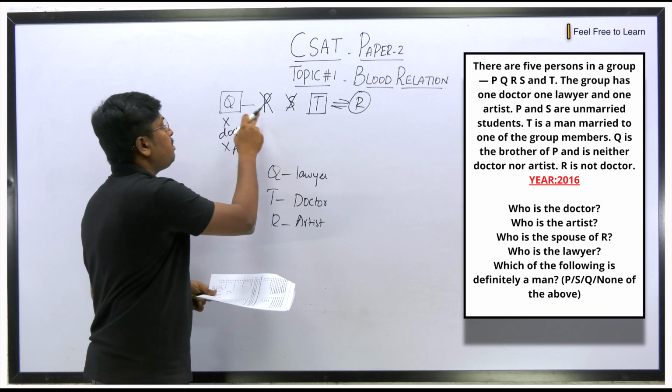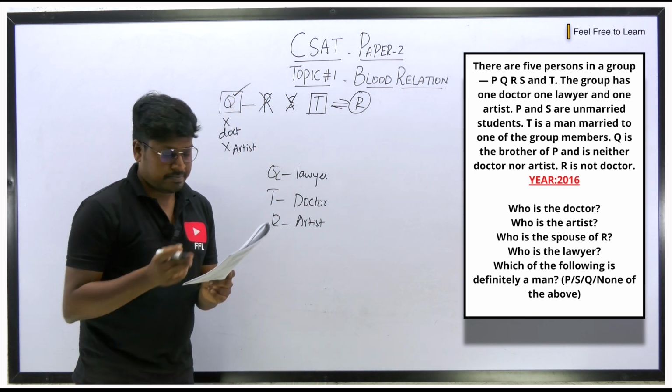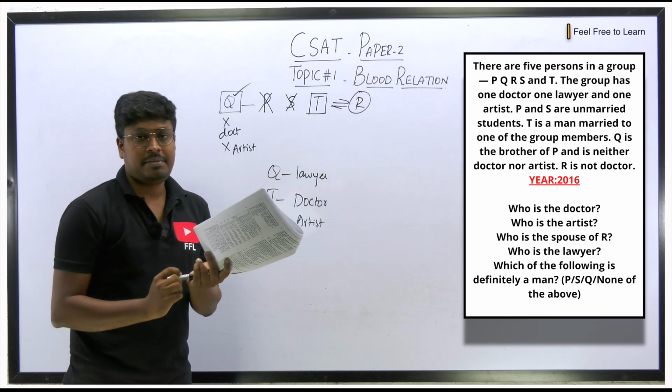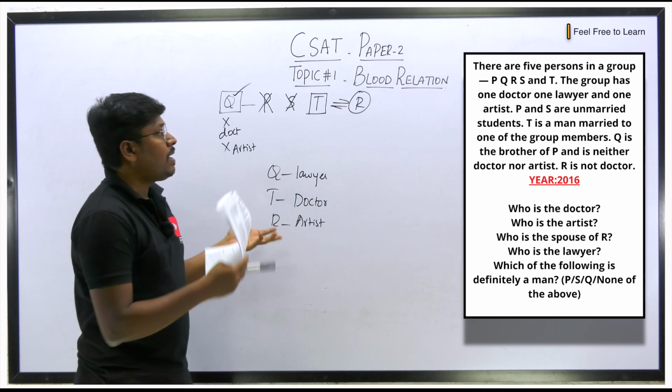And we already know that P's brother is Q. So definitely Q will be the male person, he is the man. And the last option is none of the above. So answer will be option number C. Just see how easy it is, right? It's very easy even without drawing a family diagram.